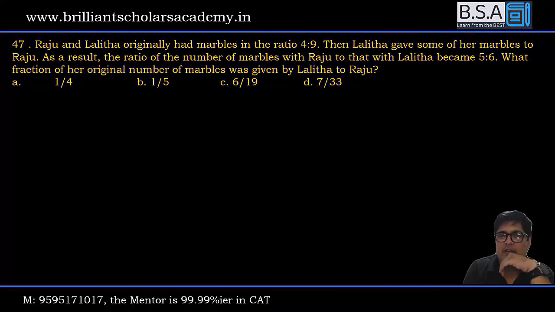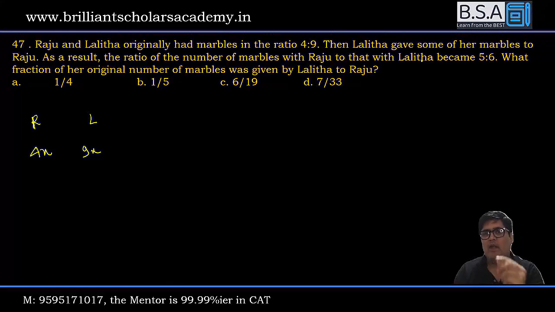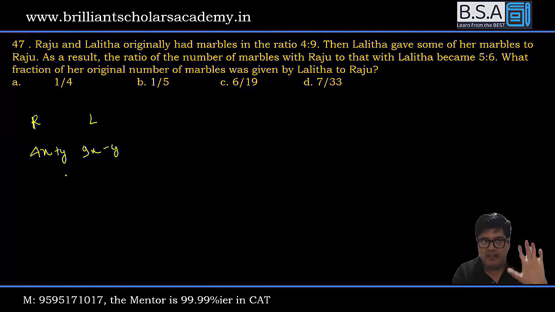See, Raju and Lalita had some number of marbles. I am calling it 4x and 9x, some number of marbles. Now what Lalita does is, she takes some of her marbles and gives it to Raju. Some of the marbles, I do not know how many. Let us say the number of marbles are y. Lalita takes away her marbles y and gives it to Raju. So subtraction here, addition on the other side. As a result, the ratio of number of marbles with Raju to Lalita becomes 5/6.